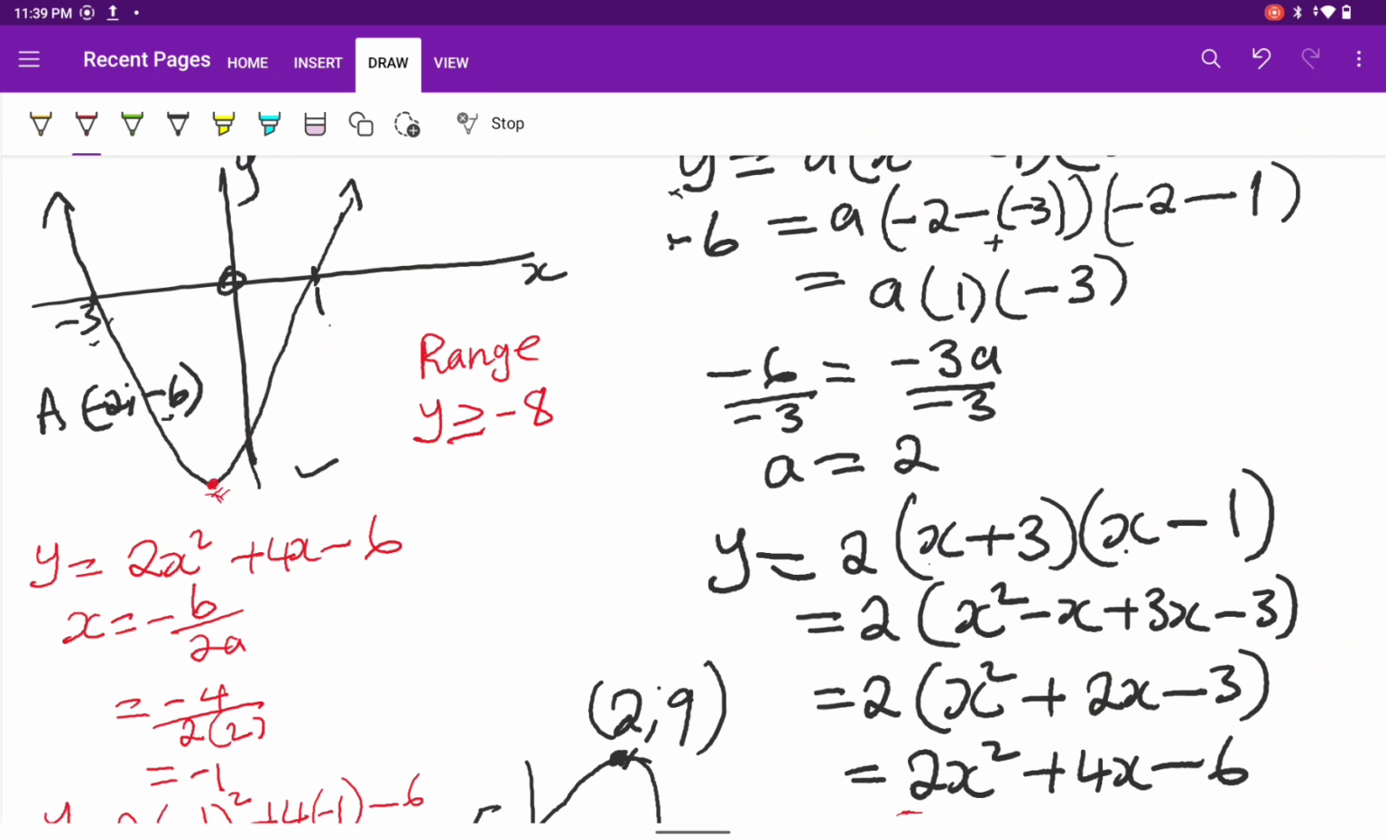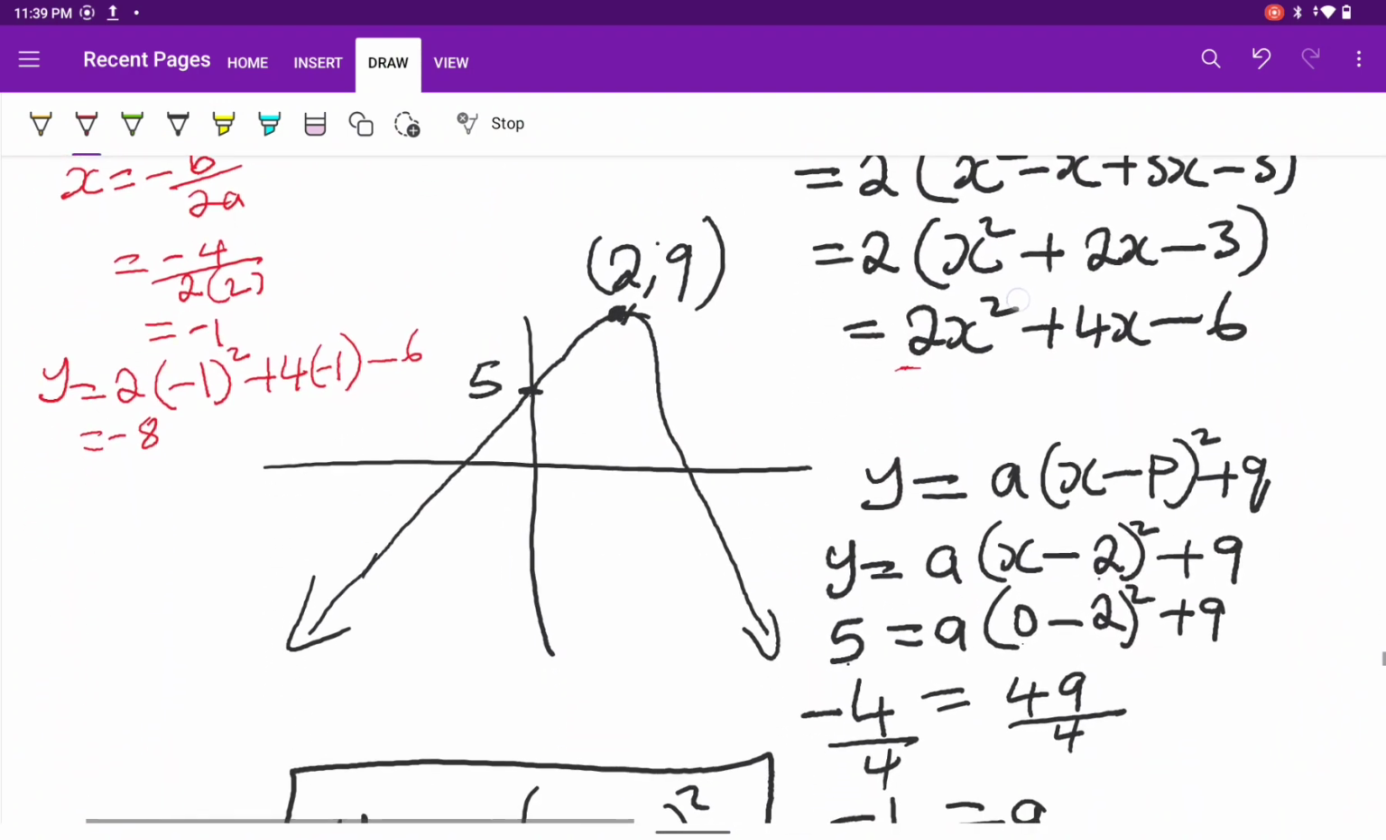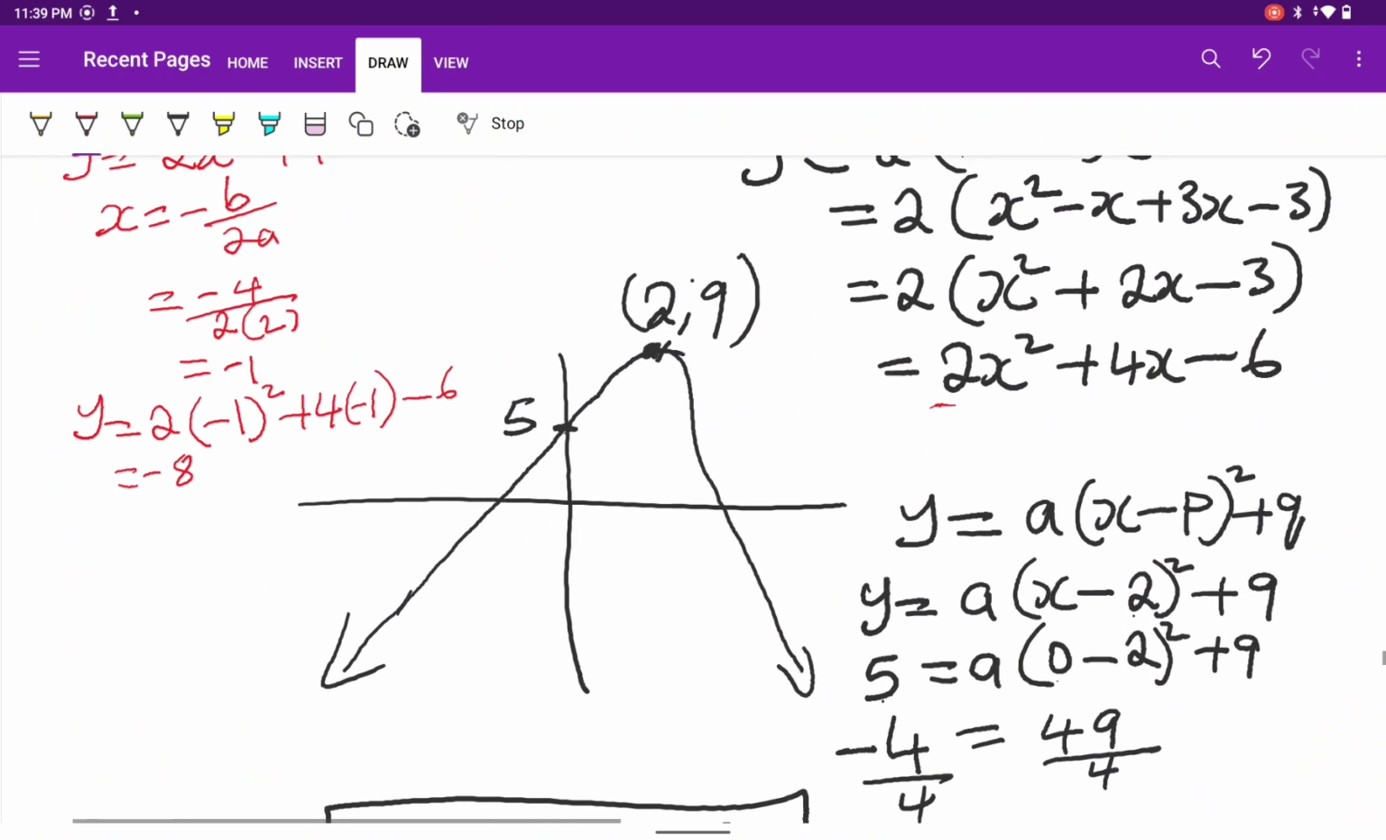We must remember that. So let's get to the next graph that we did. The last one was this one. Here we already know the point there. We can see the y value is 9 and the graph is facing down. So the range of this one will be y is less than or equal to 9. That is how we get the range.